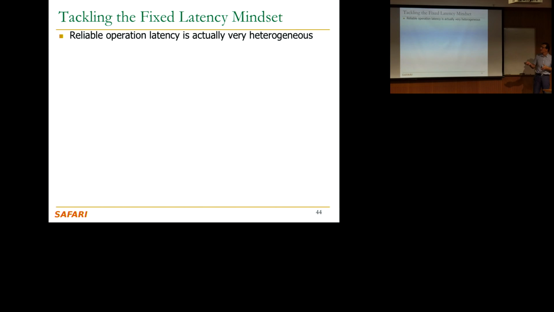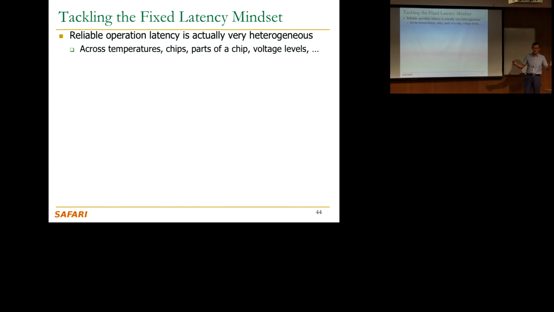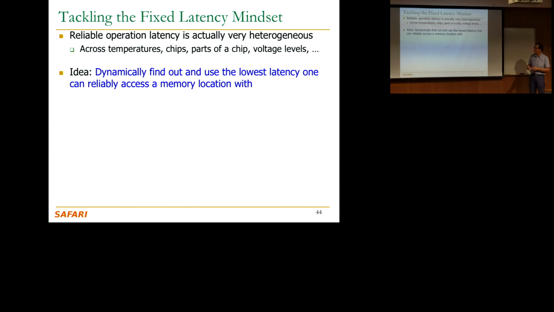If you look at the reliable operation latency of a memory chip, it's very heterogeneous: heterogeneous in terms of space as well as environmental conditions, across different chips, across temperatures, across parts of a chip, across different voltage levels. So our dream, if you will, was to find out and use the lowest latency with which one can reliably access a memory location. You could do this at different granularities: at the chip granularity, at the module granularity, at the granularity of different parts of a chip. And ideally, you would like to do this dynamically.